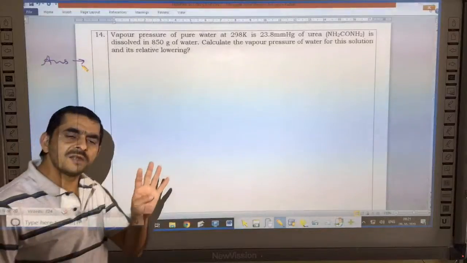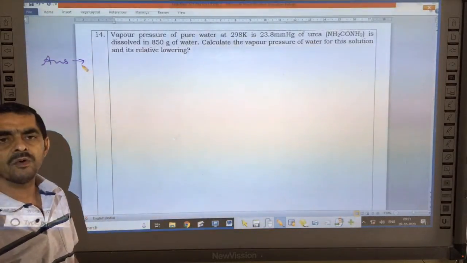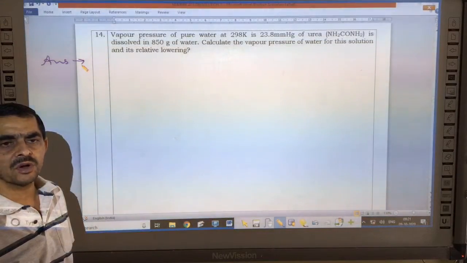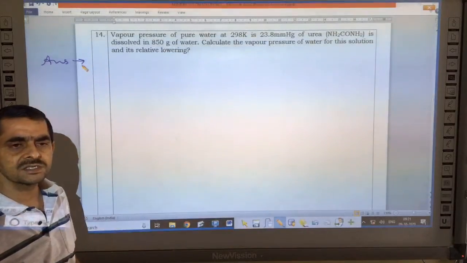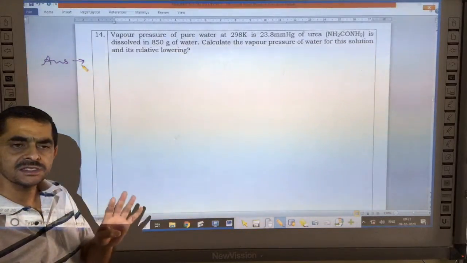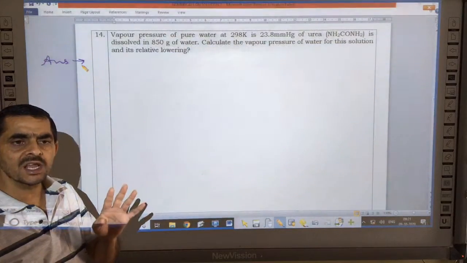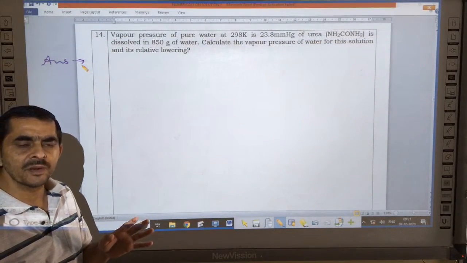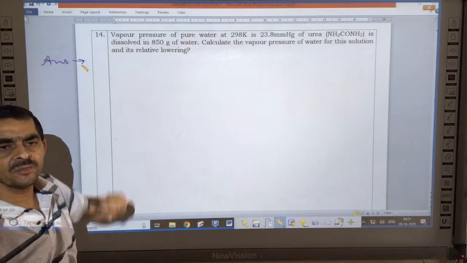There are four colligative properties: relative lowering of vapor pressure, elevation of boiling point, depression of freezing point, and osmotic pressure. So now we are going to discuss numericals on the basis of these four colligative properties. The first colligative property is relative lowering of vapor pressure. Now here is the first numerical on relative lowering of vapor pressure.